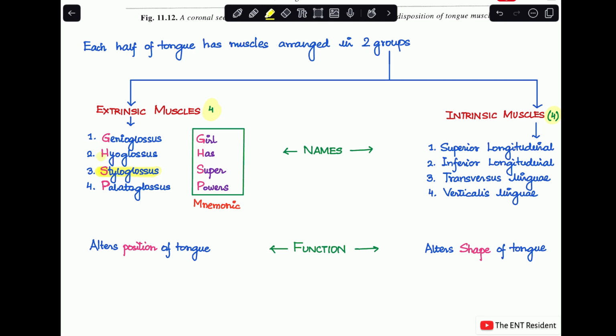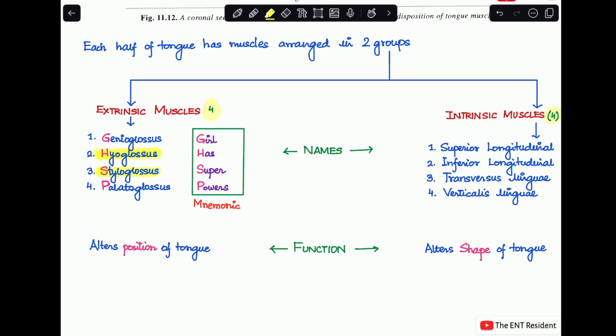Same as hyoglossus, for instance. Hyo meaning hyoid bone, and glossus meaning tongue. So, this is a muscle that is coming from the hyoid bone to the tongue. As you can see, these are very easy to remember. I'll discuss more about the origin and insertion in the next part.